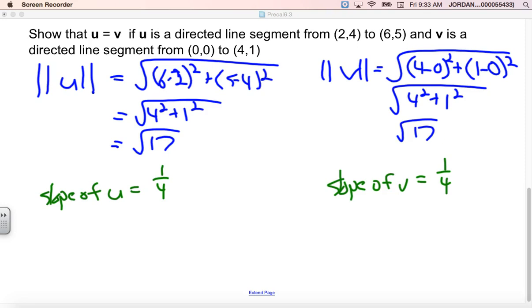And then we find the slopes by doing rise over run, and they both have a slope of 1/4. So they both have the same direction, and they both have the same magnitude. Therefore, they are the same vector, so we can say, yes, U does equal V.